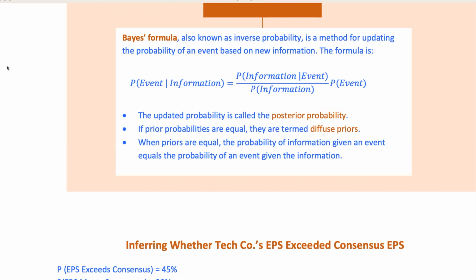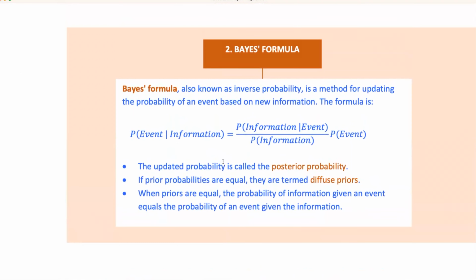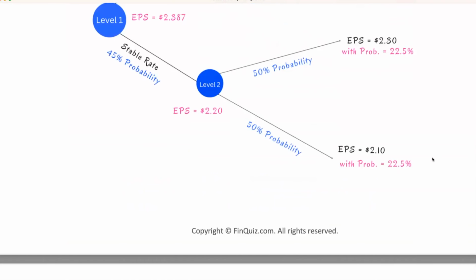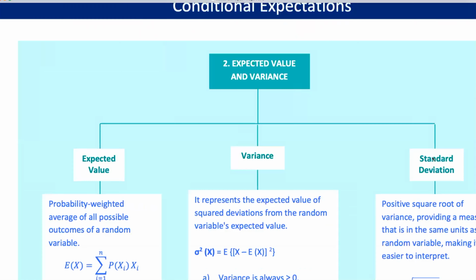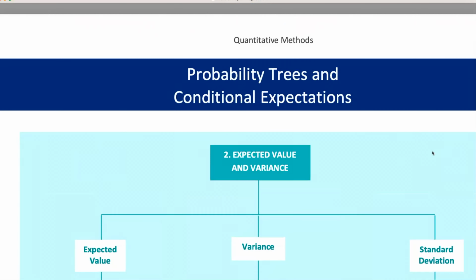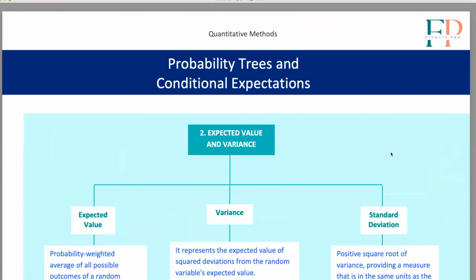And there you have it, the basics of Bayes' formula. Remember, this tool is all about updating your beliefs with new information, a skill that's invaluable in finance. Keep practicing, and soon using Bayes' formula will become second nature. And that wraps up our session on probability trees and conditional expectations. Make sure you practice these calculations and understand the logic behind them. This knowledge is vital for risk management and making informed financial decisions.